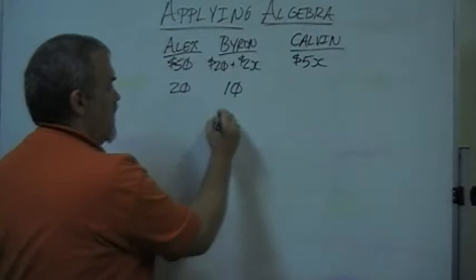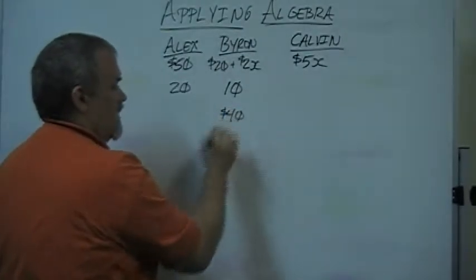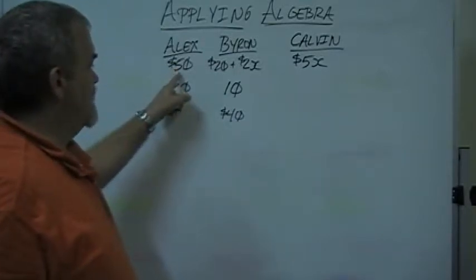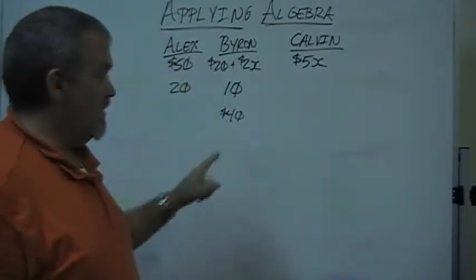So he's going to pay $40 for his day. Is that his best deal? Could he have done better? Well, let's see. If he'd done Alex's ticket, he would have just paid $50. That would have been more.